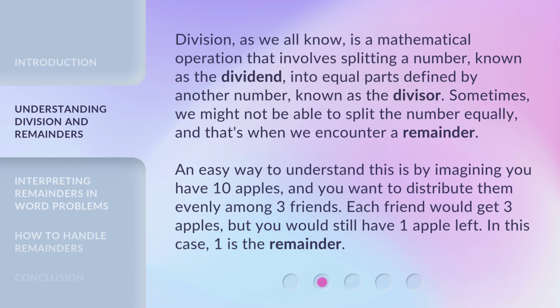An easy way to understand this is by imagining you have 10 apples, and you want to distribute them evenly among 3 friends. Each friend would get 3 apples, but you would still have 1 apple left. In this case, 1 is the remainder.